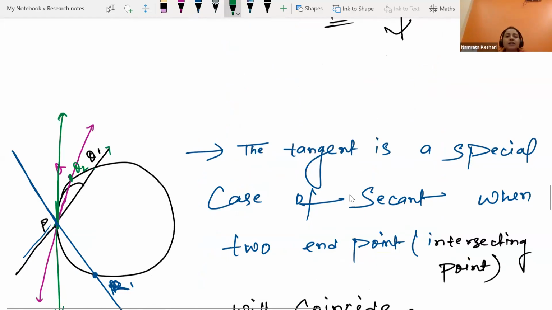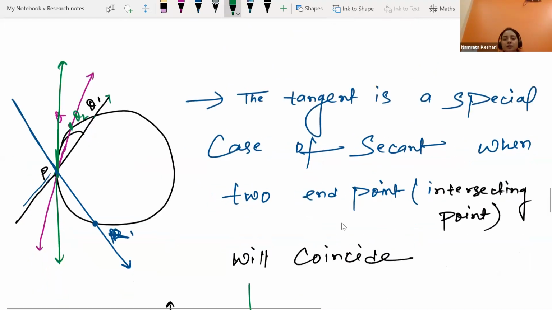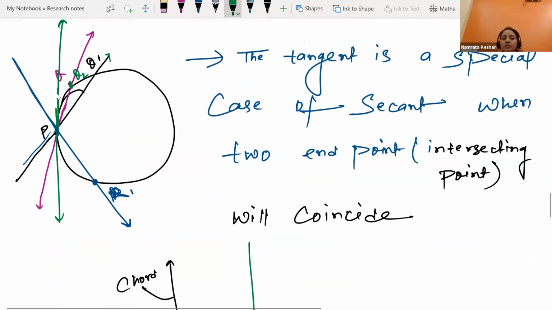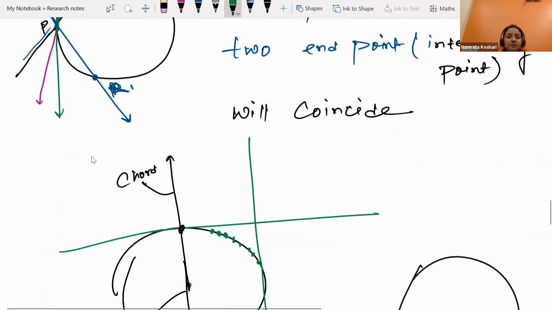This type of statement can come in fill in the blanks, in true false questions, and in assertion and reason based questions: a tangent is a special case of secant when the two endpoints coincide. When the two intersecting points of the secant coincide and lie on each other, we end up getting a tangent. Is it clear so far?